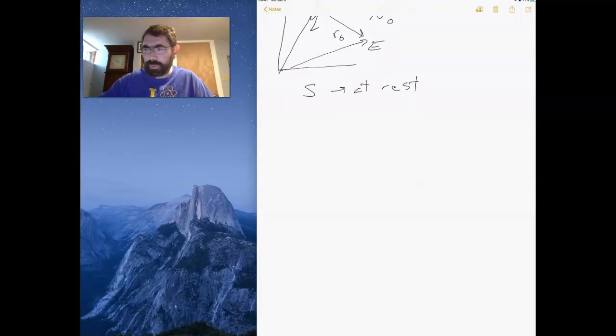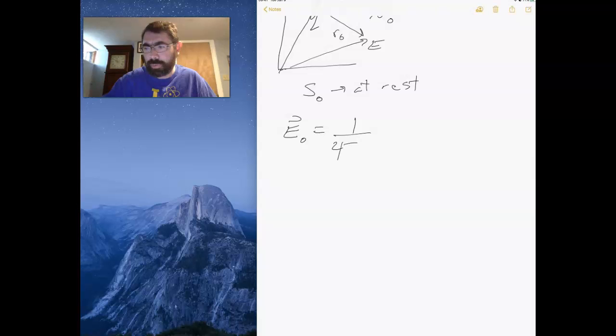Okay, so now if we were to work it out, and I guess the book calls this the S0 frame since we're calling the velocity V0 and the distance R0. So the electric field E0 is going to be 1 over 4 pi epsilon naught Q, and then R0 squared in the R hat 0 direction.